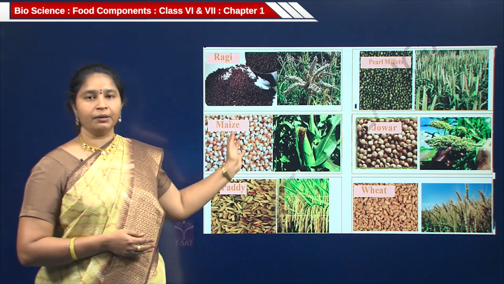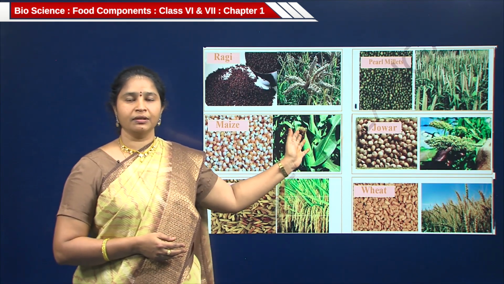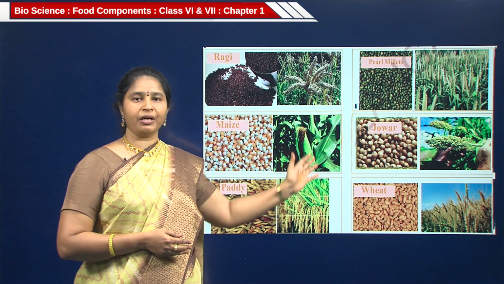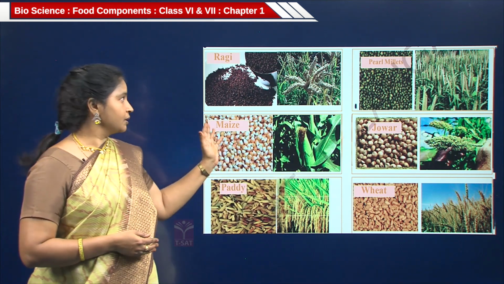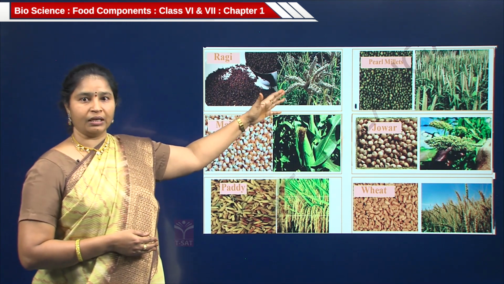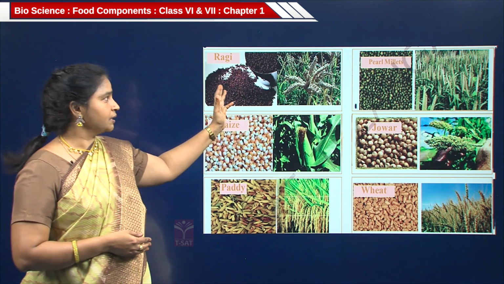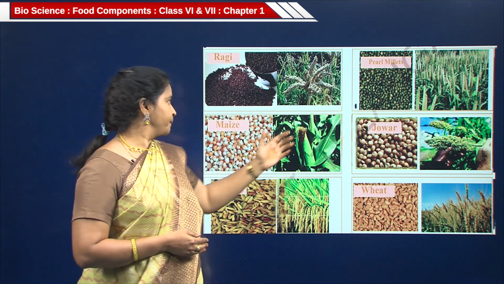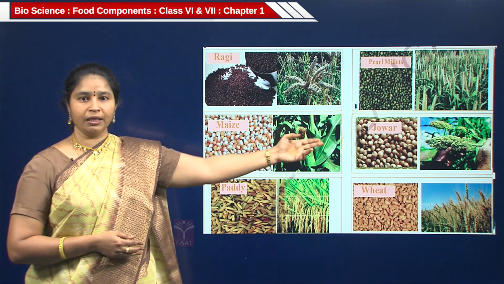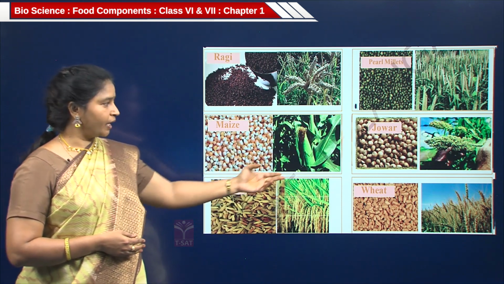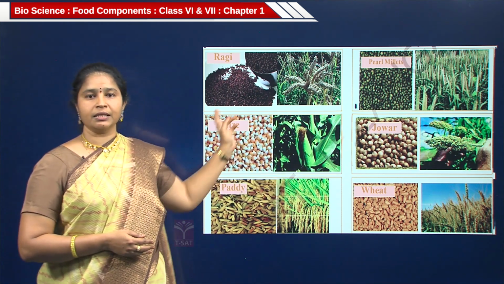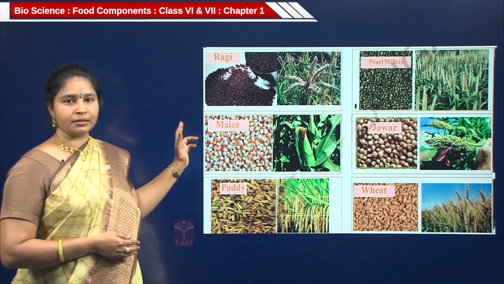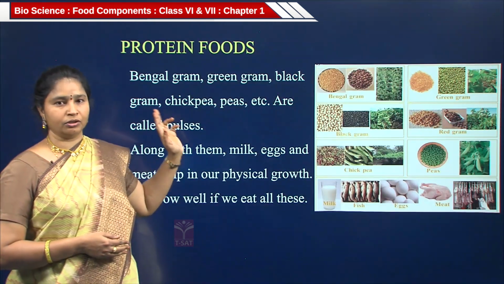Here are the pictures of the grains which we have discussed in the previous slide. You can see the ragi plant and the ragi seeds, and pearl millet, maize, jowar, paddy and wheat. These are the grains which have carbohydrates or starch.